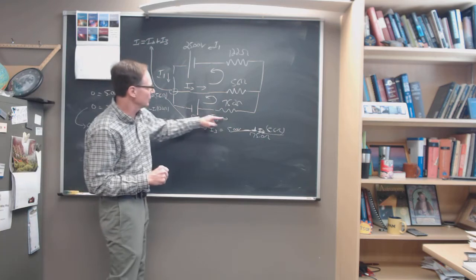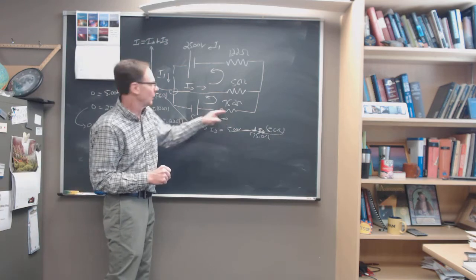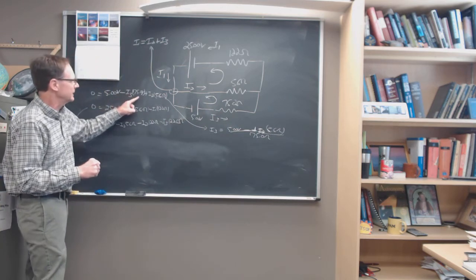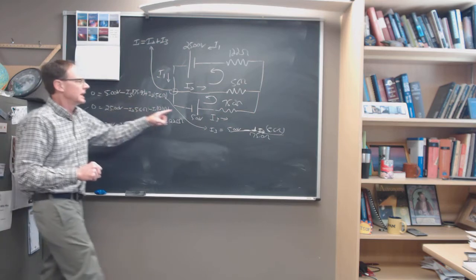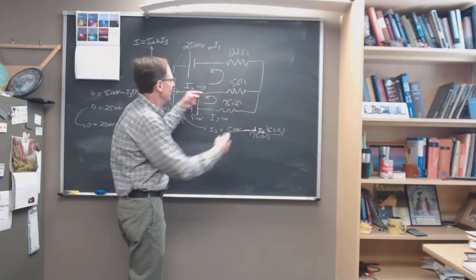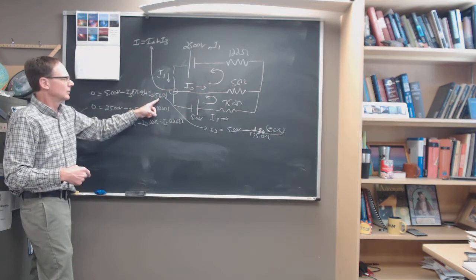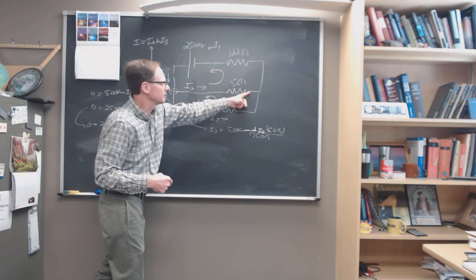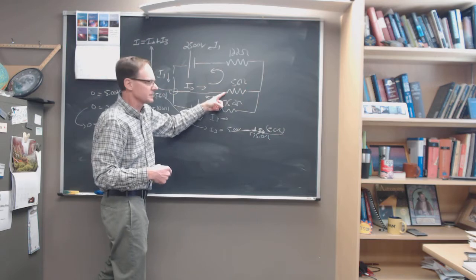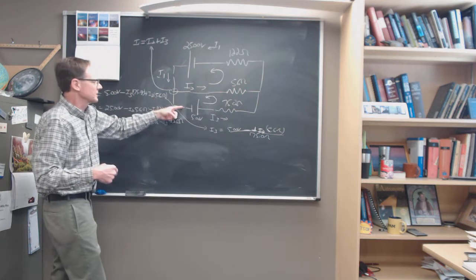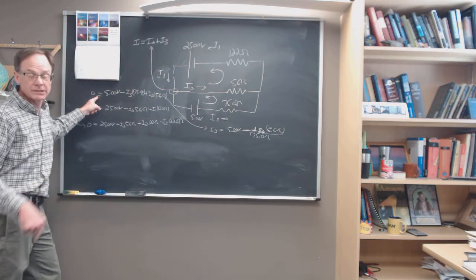I'm going in the direction of current 3, so I'm going to have a minus I3 times 75 ohms. And then as I continue to walk around this loop, I'm going against current 2, so I'm going to have a plus I2 times 5.6 ohms. That's the potential difference as I step across that resistor. And then I get back to the starting point, so that whole thing has to add up to 0.